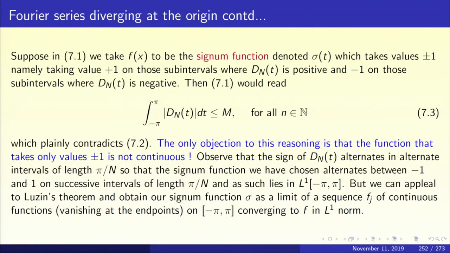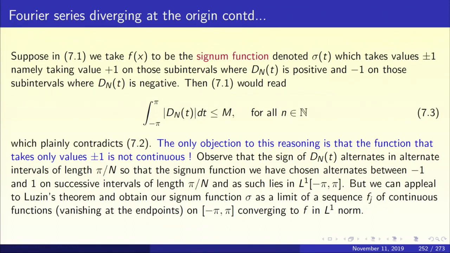So now suppose in 7.1 we take f to be the signum function, a certain type of signum function which takes values plus or minus 1. Where do I want it to take the value plus 1? I want the function f to be plus 1 on all those intervals where Dn t is positive, and minus 1 on all those subintervals where Dn is negative. So what happens to f of t Dn t? It will simply become mod Dn t.